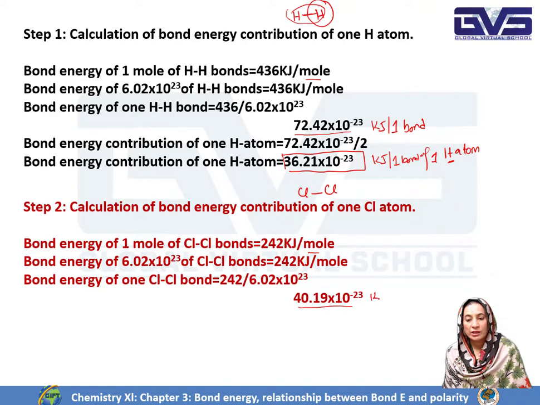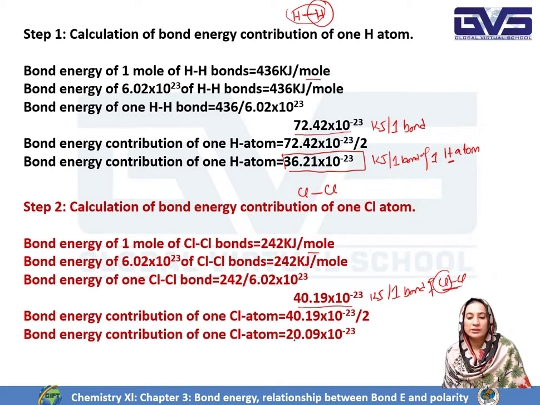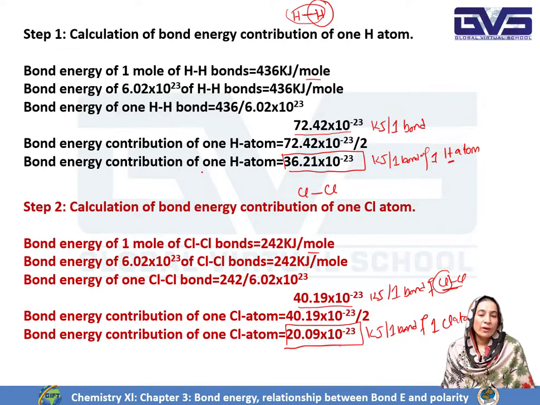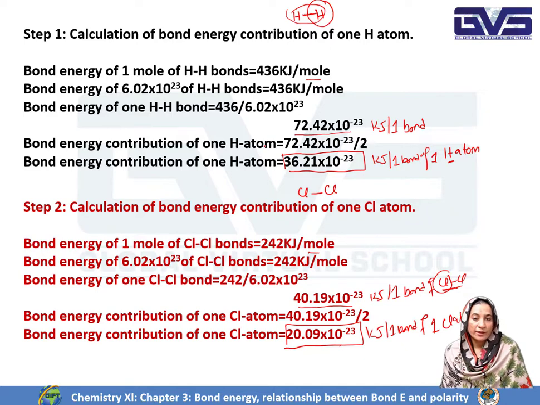This is the kilojoule per one bond of chlorine. This is for a single bond. And the contribution for one chlorine will come by dividing this by 2, and this is the value: 20.09 × 10^-23 kilojoule per one bond of a single chlorine atom. So now what will be the value for the HCl bond?